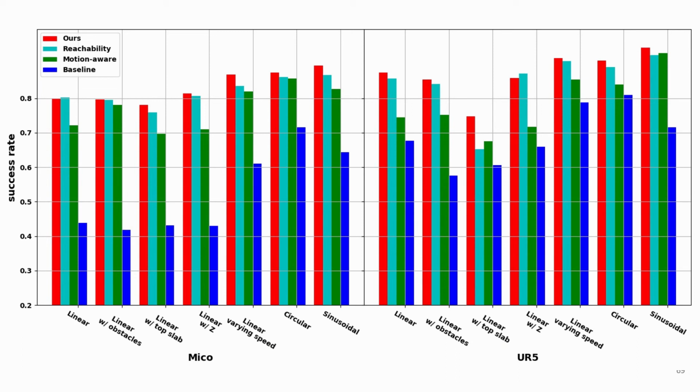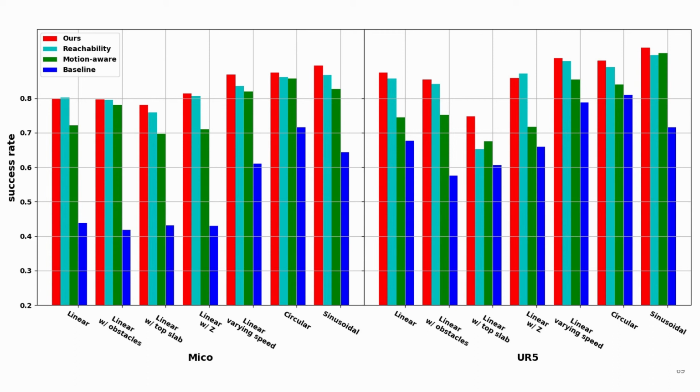Firstly, ours, reachability and motion aware are always better than the baseline method. As you can see, the red, cyan, and green bars are always higher than the blue bar. Because these ranking functions help the system to quickly focus on those graphs that are either reachable or robust given the current motion.